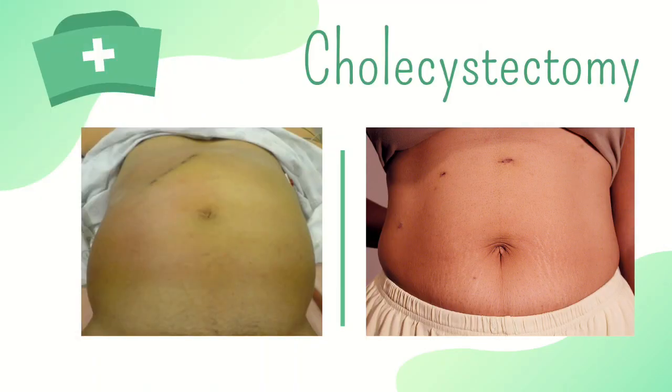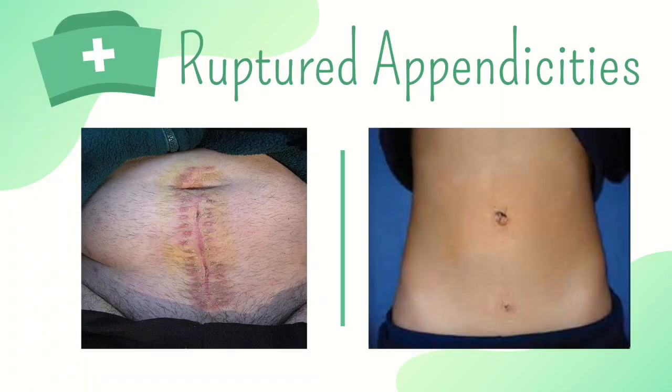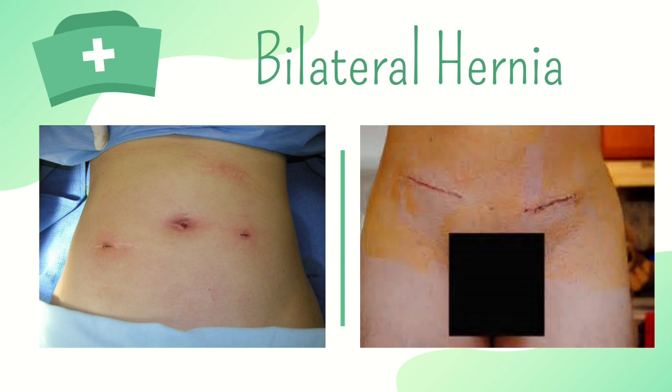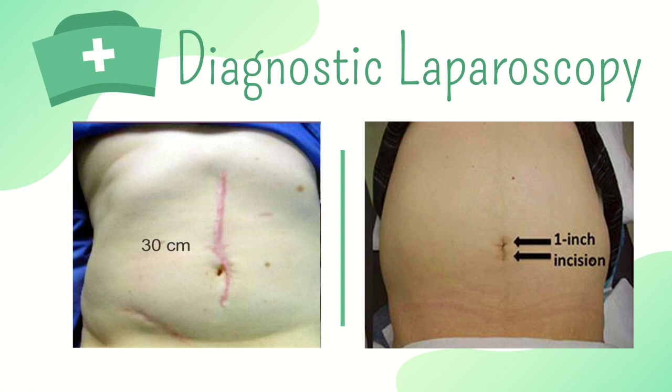I have prepared sample pictures of how laparoscopy looks. Here are the side-by-side comparisons of the surgical scars of an open and laparoscopic procedure. We can see that an open surgery of a ruptured appendicitis has a bigger operative scar than that of a laparoscopic appendectomy. Same story goes to a patient with bilateral hernia repair. The incision of a diagnostic explore laparotomy can go more than 30 centimeters, while a diagnostic procedure for laparoscopy only takes an inch of incision at the navel.